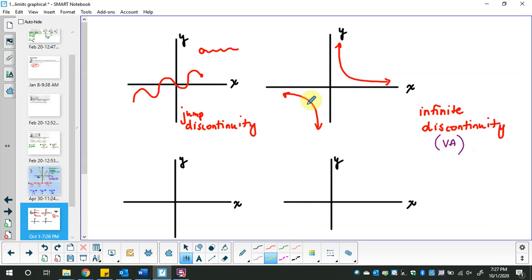Because if I'm going to go over this, boom, boom, boom, boom, boom, boom, boom, lift my pencil, pen, whatever, continue somewhere else, either below or above. But what matters is I lifted it because this was heading either down to infinity or up to infinity, down to negative infinity. So that's why it's called an infinite discontinuity, and they're always caused by vertical asymptotes.